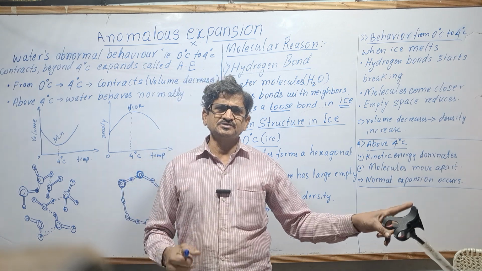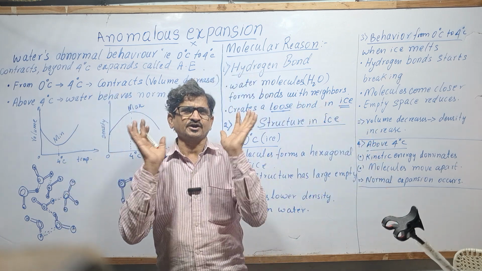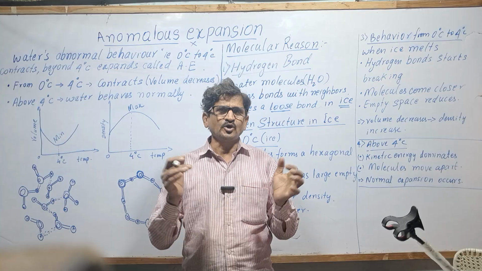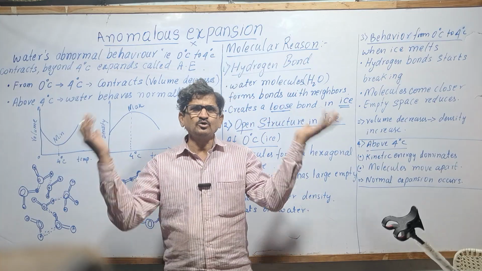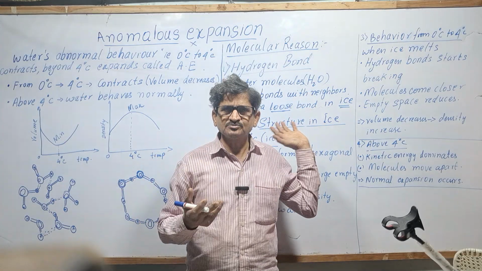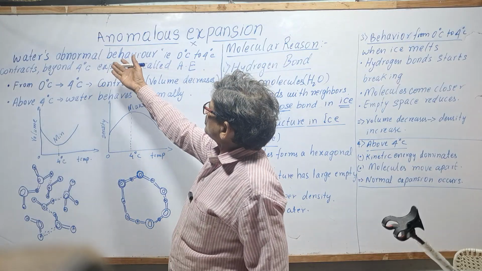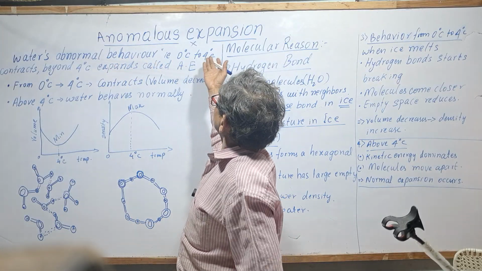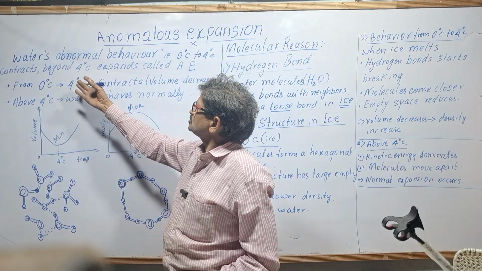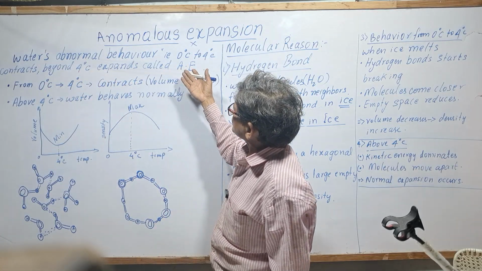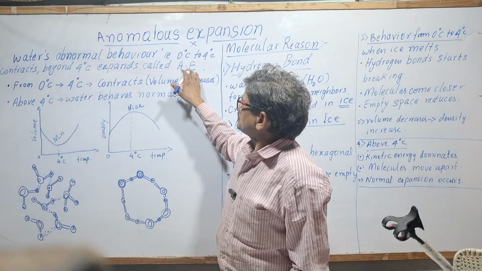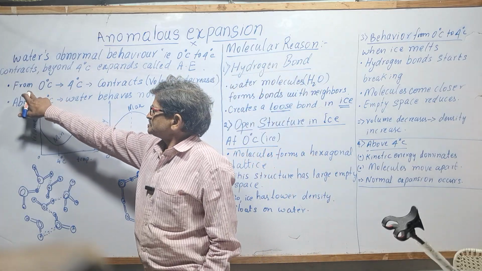From 0 to 4 degrees Celsius, instead of expanding, it is contracting. मतलब क्या, contract होता है, expand नहीं होता है. क्यों होता है, वो reason हम जानेंगे. ठीक है. So first of all, what is its definition? Water's abnormal behavior, that is, from 0 to 4 degrees Celsius it contracts, beyond 4 degrees Celsius it expands, and that is called anomalous expansion.